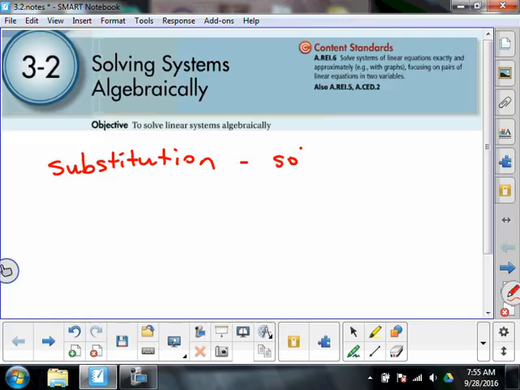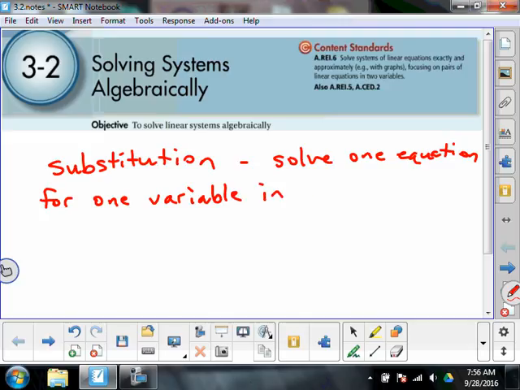What you need to do is solve one of the two equations for one variable in terms of the other. That's the first part of it. The good thing is sometimes that's already done for you. If you had one equation in standard form and another equation in slope-intercept form, we're ready to rock and roll. Okay, you'll see in a minute.